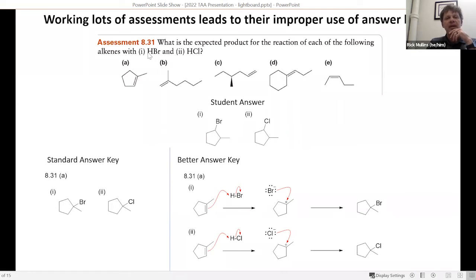So here's an assessment. What we're imagining is a student working 8.31a, doing part 1 and part 2. And so shown here in the center of the screen is the answer that the student might put. If there are any organic chemists in the audience, they'll know that those are incorrect answers. But if a student uses a solution manual and they've drawn these two answers, the standard answer key that just shows the answer to the question is going to have molecules that look like this.